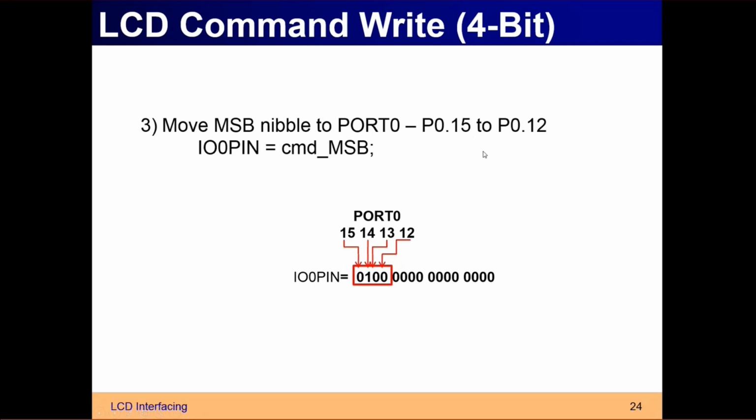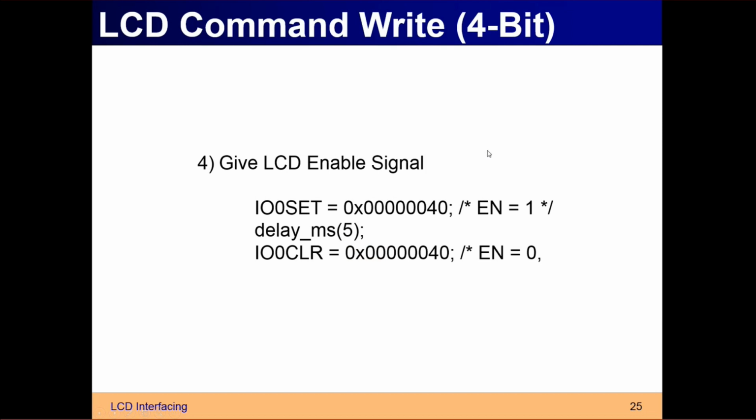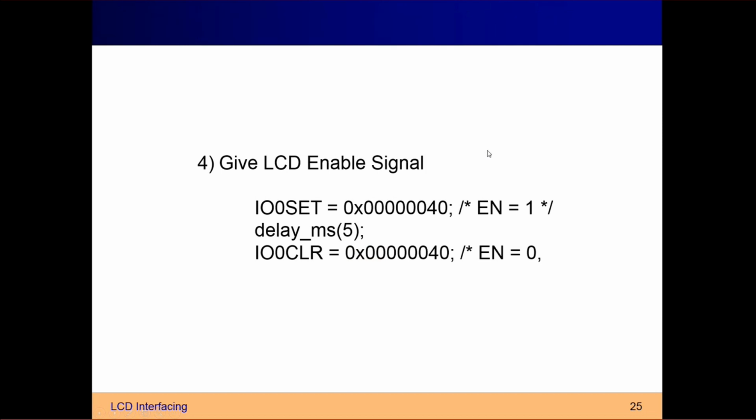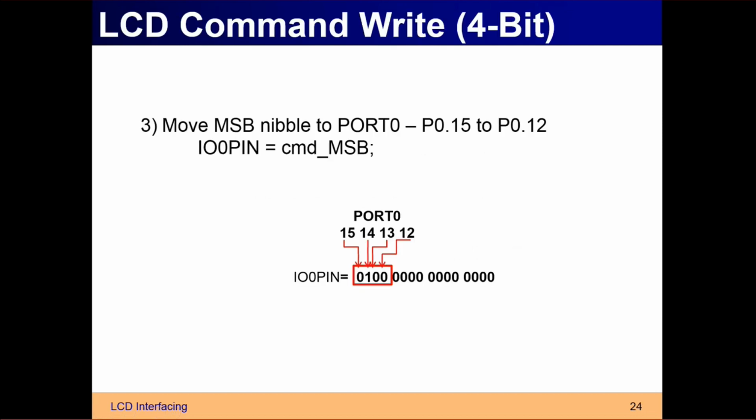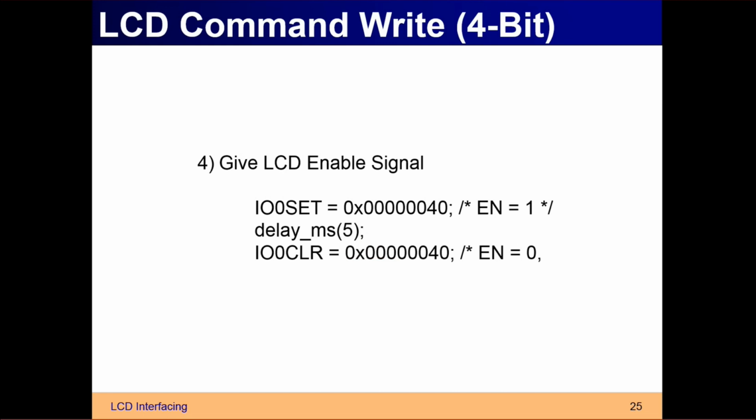Next, what should I do? I need to send the LSB nibble. But before that, I have written the MSB, so what should I do? I have told you that whenever you are sending the data, you should give a falling edge signal on the enable. How will I do that? Which is the enable pin? It is P0.6.